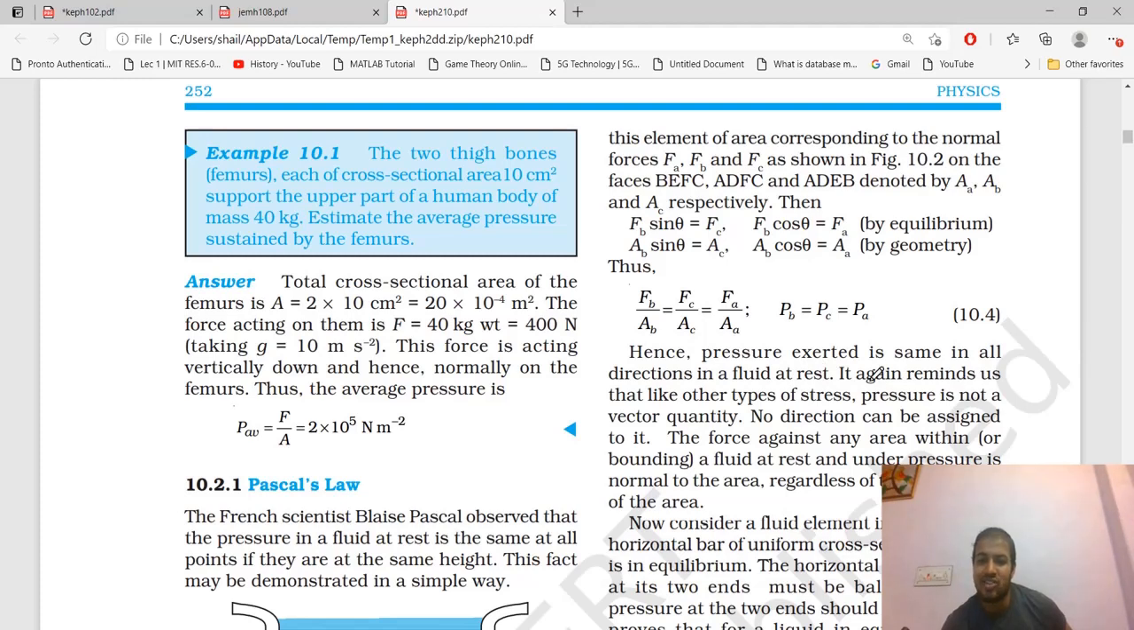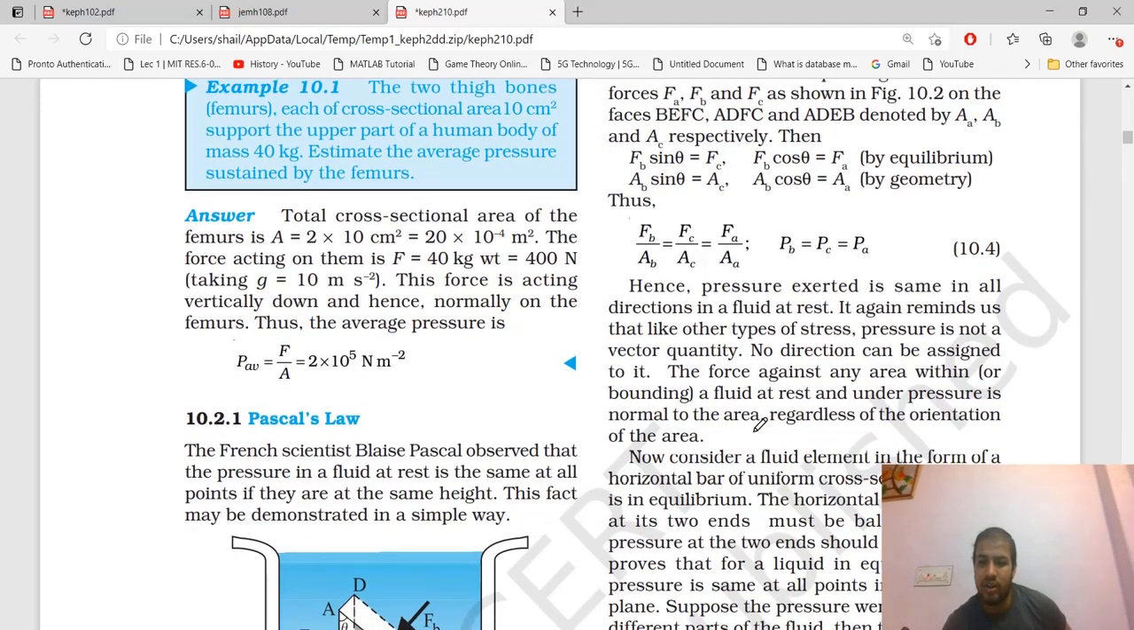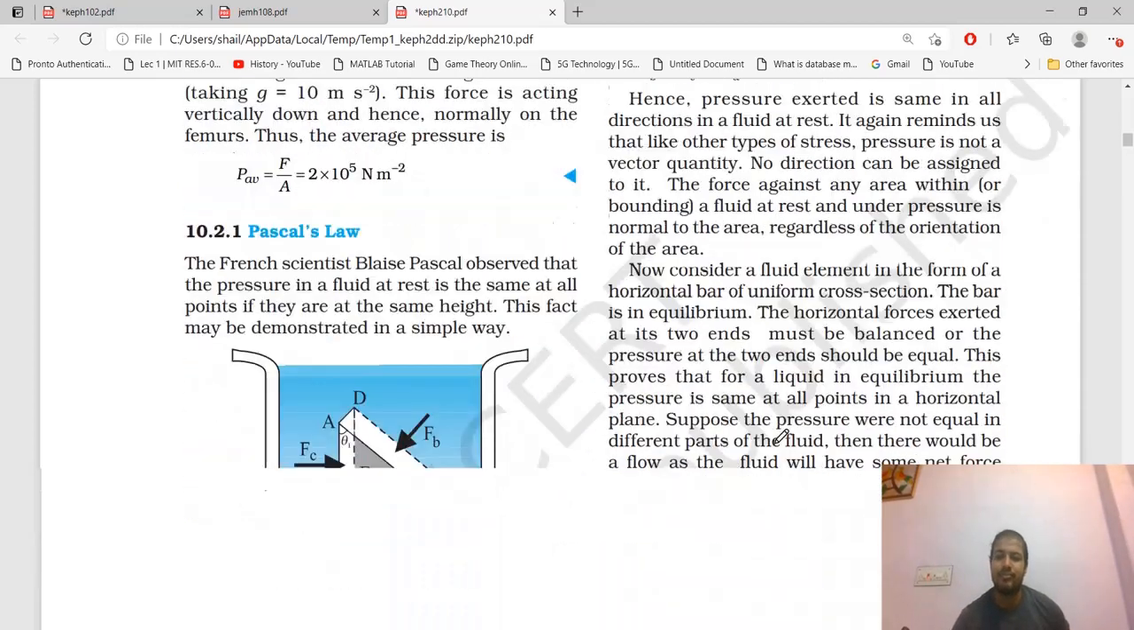It again reminds us that, unlike other types of stress, pressure is not a vector quantity. It is another kind of stress. It is a bulk stress, you can call it. No direction can be assigned to it. The force against any area within or bounding a fluid at rest and under pressure is normal to that area, regardless of the orientation of the area.